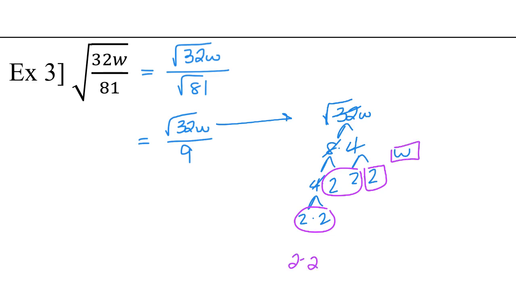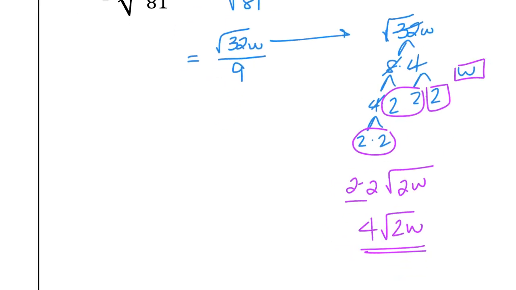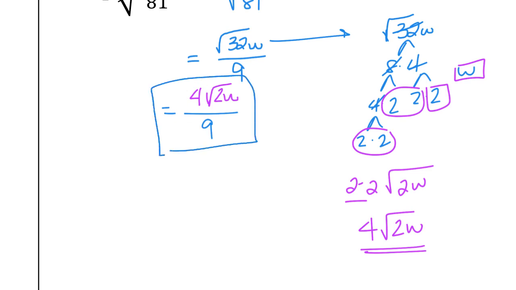So I'm going to have 2 times 2 times the square root of 2w. 2 times 2 makes 4. This is your new numerator. So what this turns into now is 4 times the square root of 2w. That's the new numerator, all over 9. Since I cannot simplify 4 over 9, this is as simple as this expression is going to be. So you can use your form both ways.